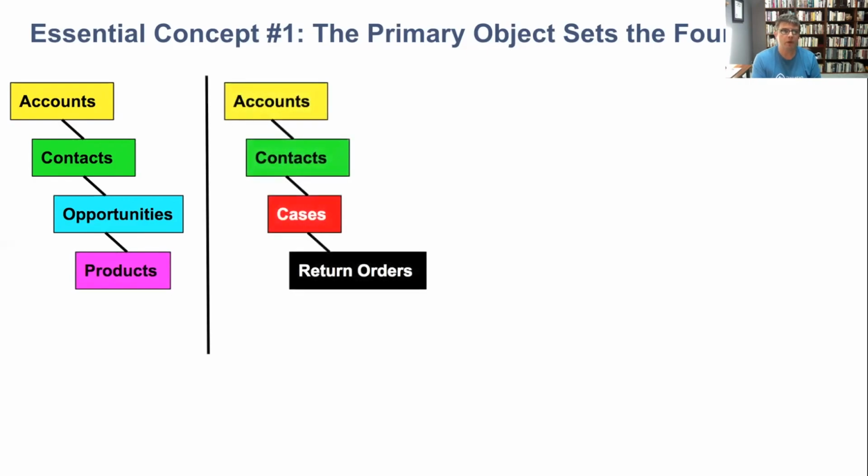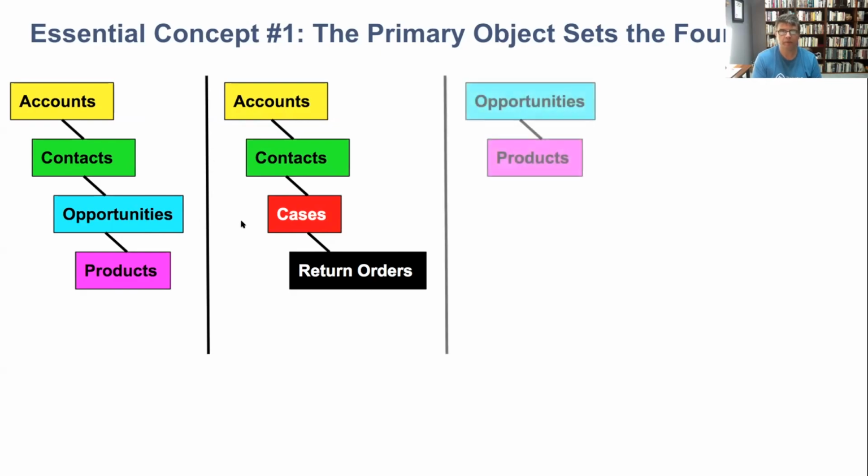Now, let's say we went to accounts, contacts, and then we chose cases. So we just went to a fork in the road. So we're not at opportunities anymore over here on the left. We chose cases that can get us to return orders. So if I want to report with both opportunities and cases, as we know, we need a joined report, something that has a common parent, such as accounts or contacts, so we can create a joined report. But we're not going to get that with a custom report type.